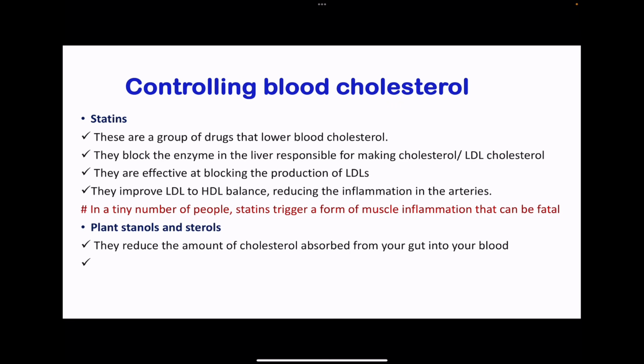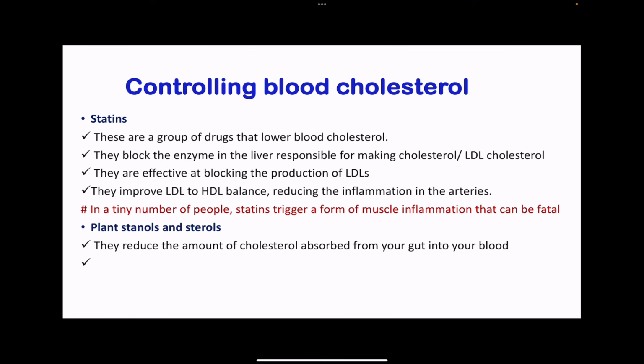Next is controlling blood cholesterol. This can be done using statins, plant stenols or sterols. For statins, these lower blood cholesterol by blocking the enzyme in the liver responsible for making cholesterol, or LDL cholesterol. They're very effective at blocking LDLs, and they improve the balance between LDL to HDL, and this reduces inflammation in the arteries. However, they could ask you about the side effects. Remember, in some people, statins trigger a form of muscle inflammation that could be fatal. So this is one of the disadvantages of taking statins.